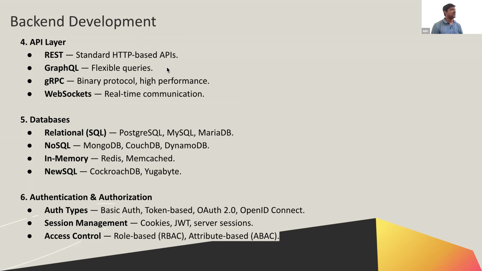GraphQL, the way I said, 100 fields are there, but you only want a few. So that's where your GraphQL comes into picture. gRPC is when your field structures are not changing very often, and that's where your gRPC comes into picture. So they are very fast. They're faster than REST. WebSocket is for real-time communication. Database, there is SQL, NoSQL, in memory. Redis is an in memory, Memcached.